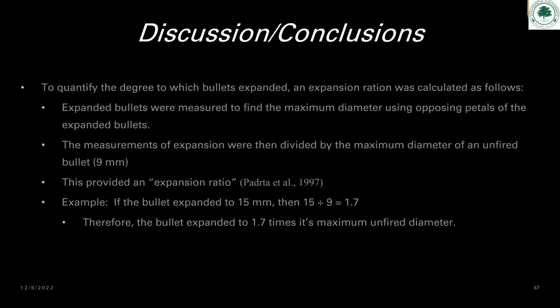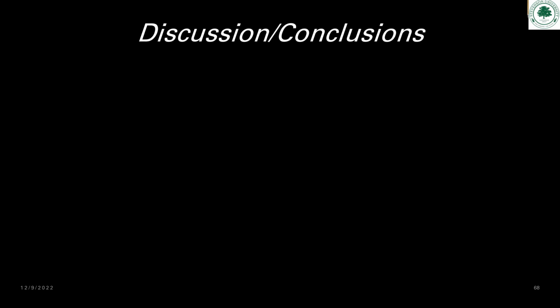So I wanted to do something with the data here to quantify them. Basically, what I did was I measured the maximum width of the expanded bullets and divided it by the maximum unexpanded size, which is 9mm. They're all 9mm bullets. So that would give me an expansion ratio. So for example, if I had a 15mm bullet, that's the measurement after expansion, and I divide it by the unexpanded bullet, I have a 1.7. So the bullet expanded to 1.7 times its maximum unfired diameter.